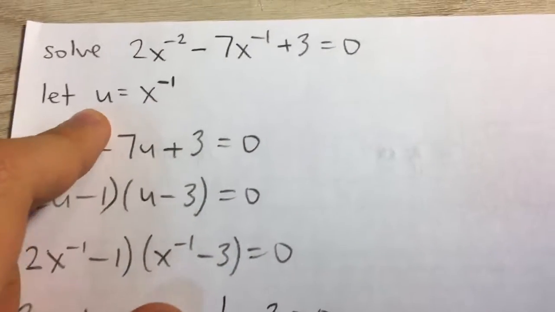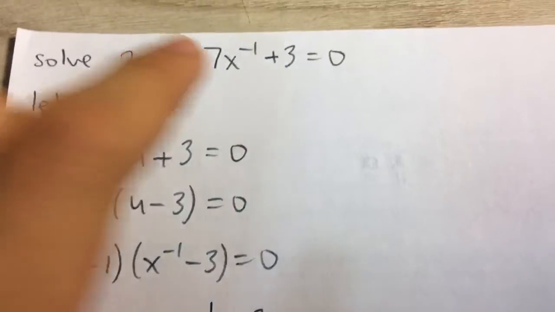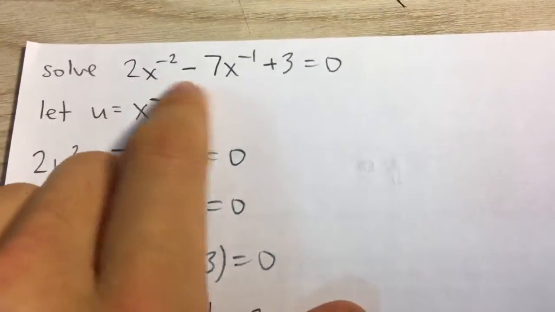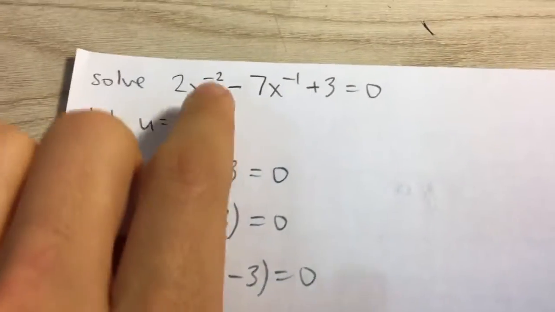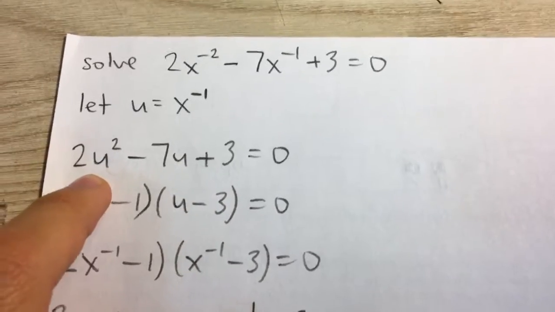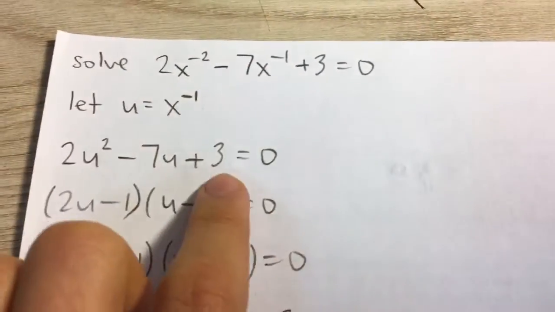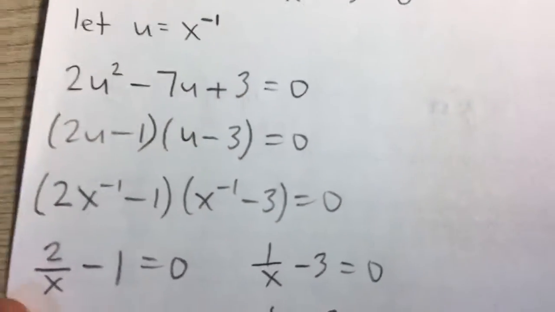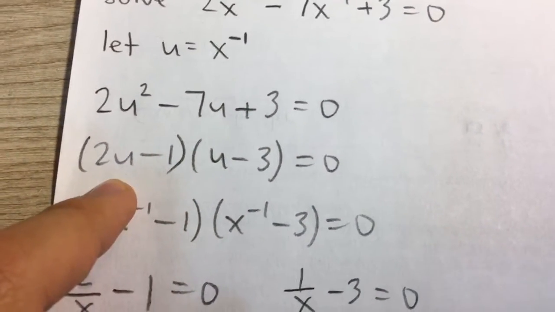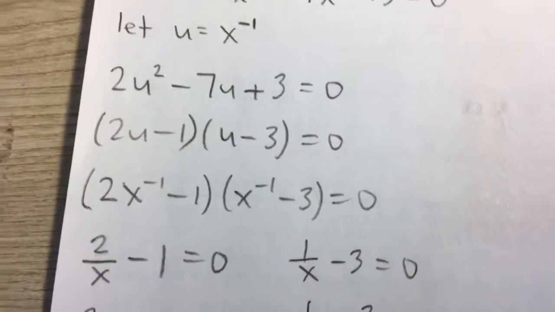So we can sub in, create a variable u, which is equal to x to the negative 1. And we're going to set this equation in terms of u. So the x to the negative 1 squared we have here. In other words, it's 2u squared minus 7u plus 3 equals 0. And now we have a quadratic equation. And so we can factor that. We get 2u minus 1 times u minus 3.